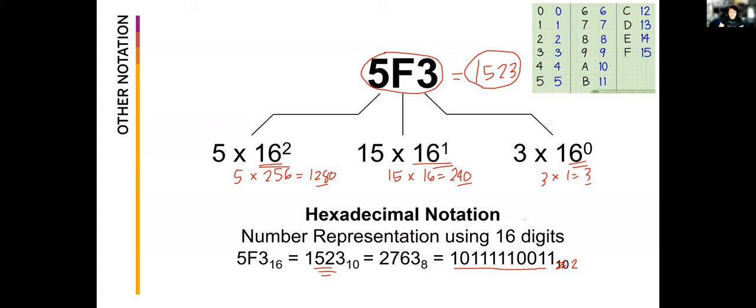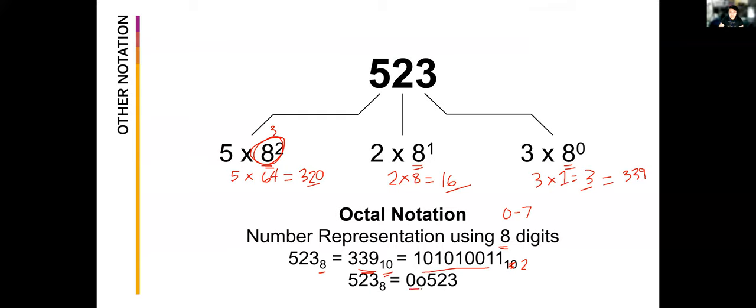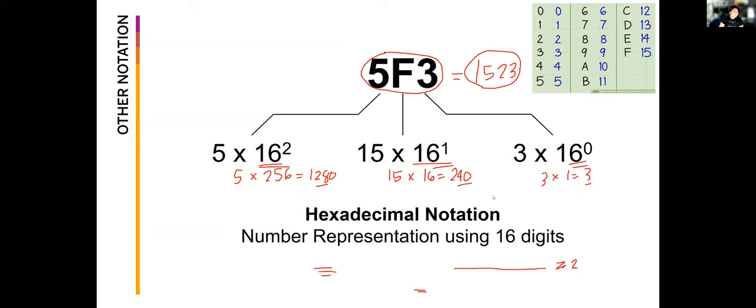I haven't mentioned this earlier: for hexadecimal notation, we use 0x as a prefix. So 5F3 in base 16 is equivalent to 5F3 with 0x as a prefix. For octal, the prefix is 0o. Any questions?